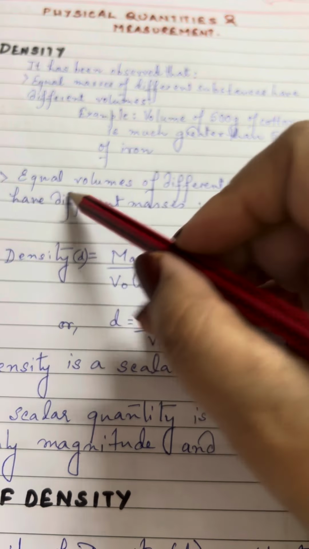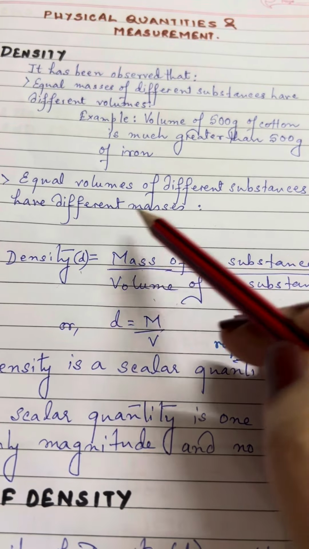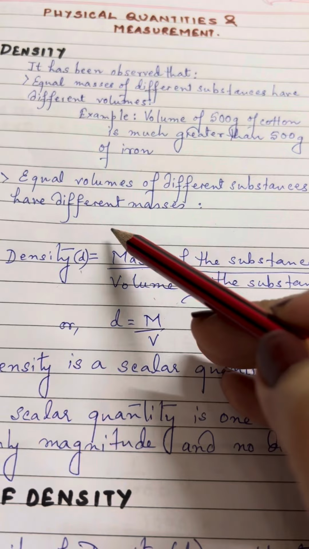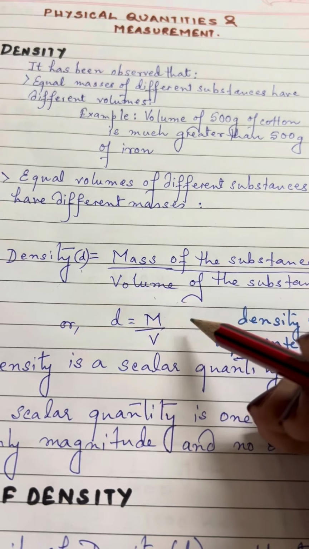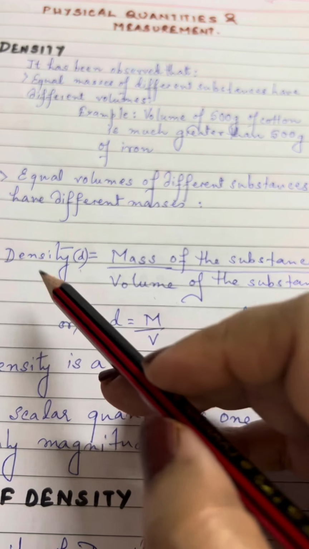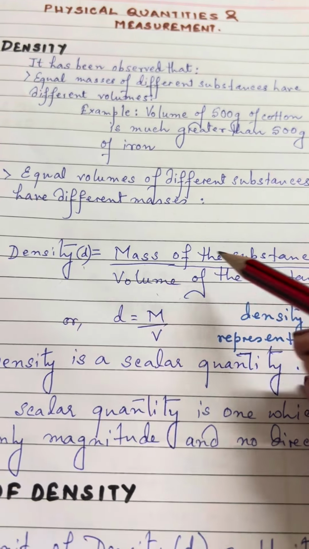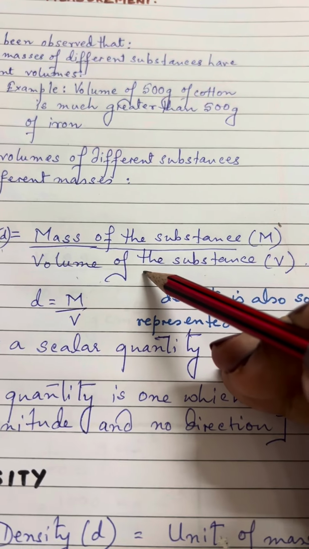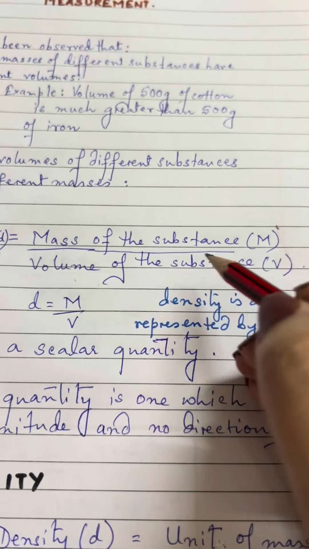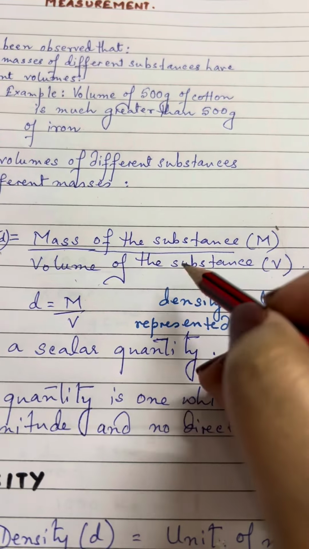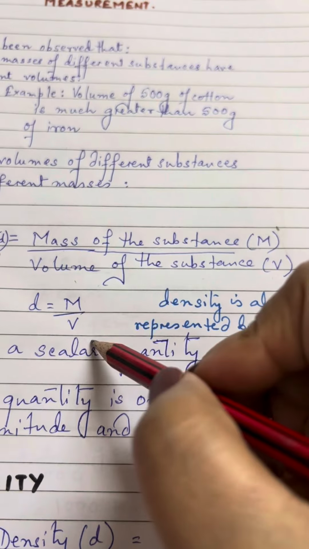Similarly, we also know and we have seen that equal volumes of different substances have different masses. So, if we have say 1 meter cube of cotton and 1 meter cube of iron, they will definitely have different masses. So, a new physical quantity, that is density, which may be represented by small letter d, is defined as mass per unit volume, where mass is written as capital M and volume is represented as capital V. Therefore, the formula becomes density d is equal to mass by volume.